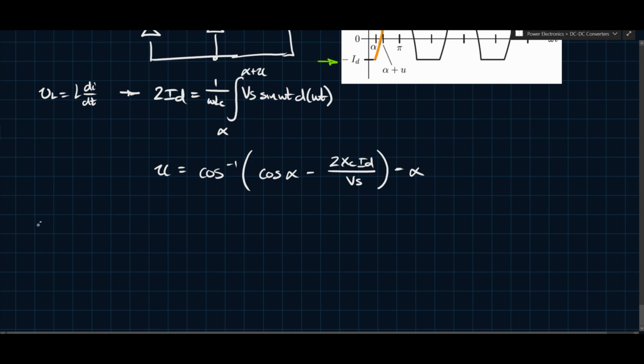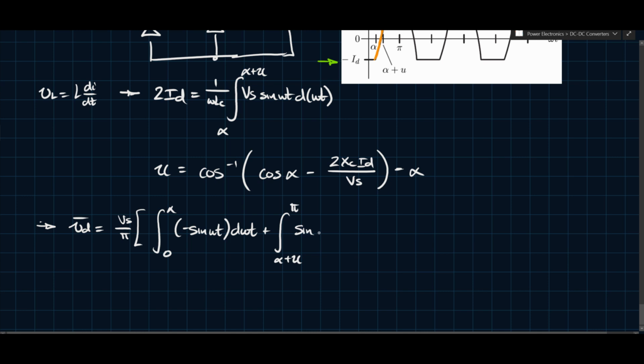And you can then find the average voltage Vd, right? So Vd is going to equal Vs over pi, 0 to alpha. I drew the 0 on the wrong side, didn't I? It's okay, so let's get the 0 on the right side first. This will be minus sine omega t d omega t plus alpha plus u to pi, okay? And this is sine omega t d omega t. I should probably put brackets around there and around there as well, okay? And so what am I doing here?